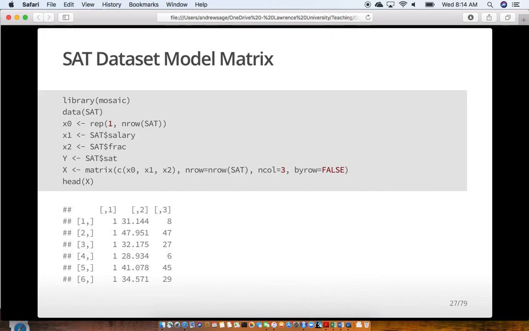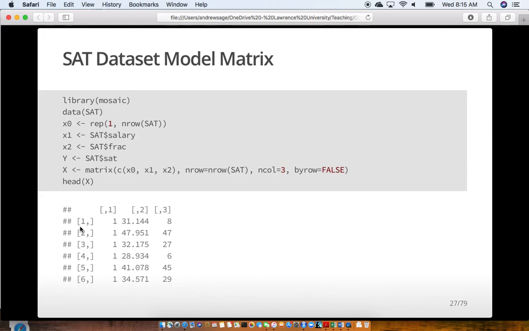We would set up our model matrix X by first including a column of all ones for the intercept term, then a column with the teacher's salaries, and a column with the fraction of students taking the test. The column of y values represents the SAT scores, the average SAT scores in that state. So I can combine these into an X matrix, as you see here. And I've shown the first 6 rows of that matrix corresponding to the first 6 states in our data set.